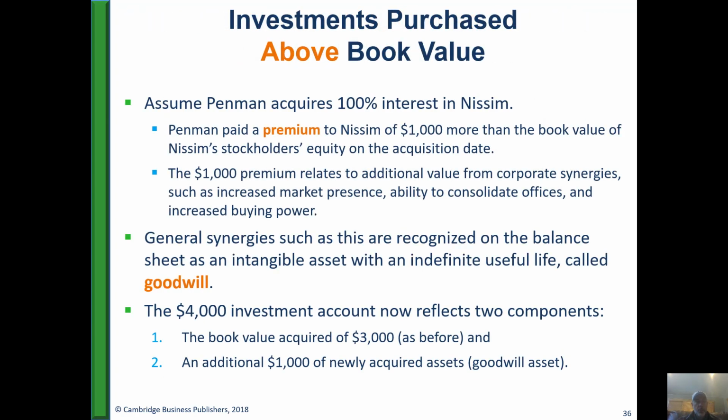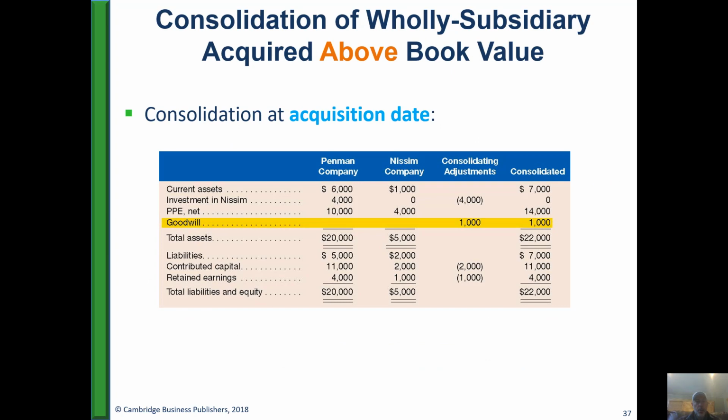If we've purchased these investments above book value, we looked at an example of this in the equity section just a moment ago. But what we didn't talk about is goodwill. So in this example, let's assume Penman acquires 100% of Nissim. Penman paid a premium to Nissim's $1,000 book value. The $1,000 premium relates to the additional value from corporate synergies, and in this case we're attributing that to goodwill, and you'd see the creation of a goodwill asset on Penman's books.